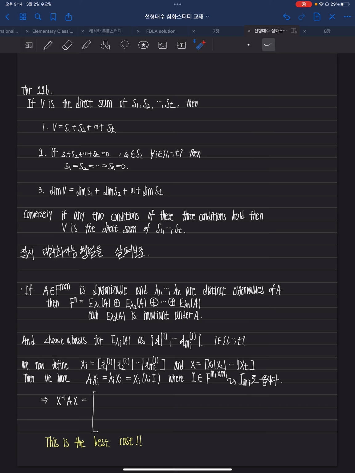5장 1절에서 배웠던 이 모든 세럼들이 4장에서 배웠던 내용을 5장의 내용에 맞게 언어적인 내용을 보완해 준 거예요. 변형을 시켜준 거예요. A가 대각화 가능하다라는 말은 이런 거구나, 반대로 이러한 조건이 만족되면 A가 대각화 가능하구나.